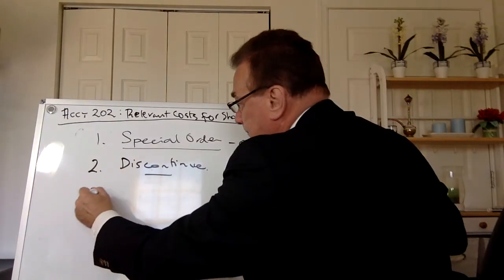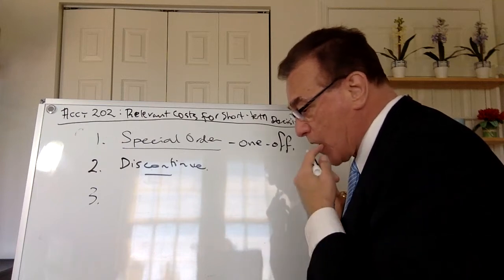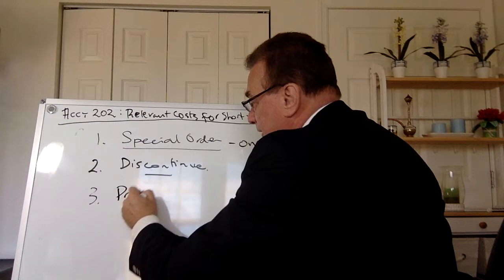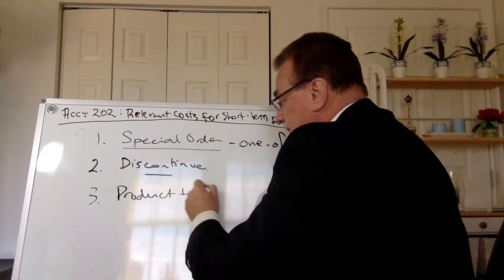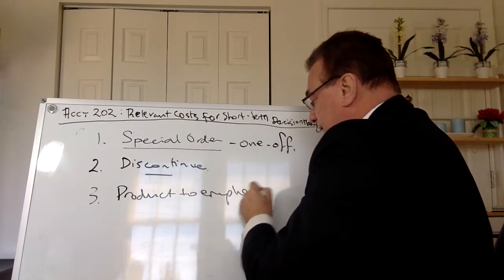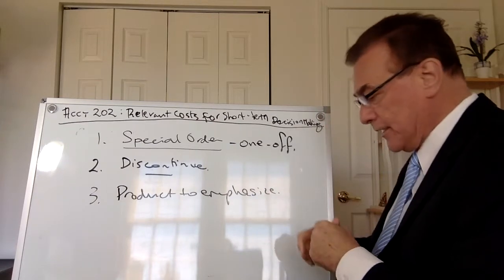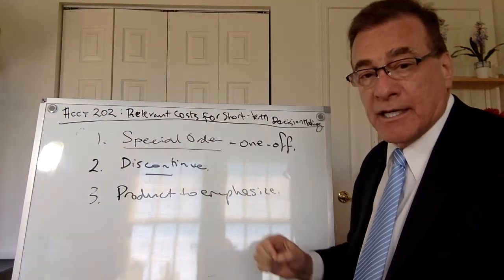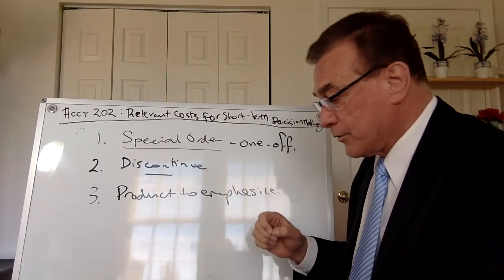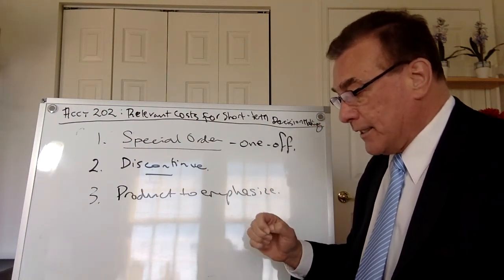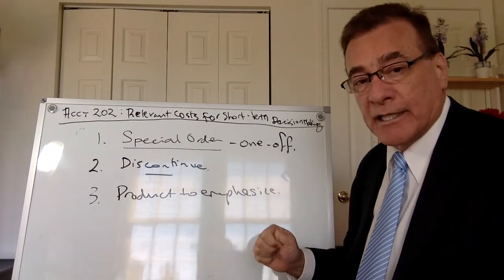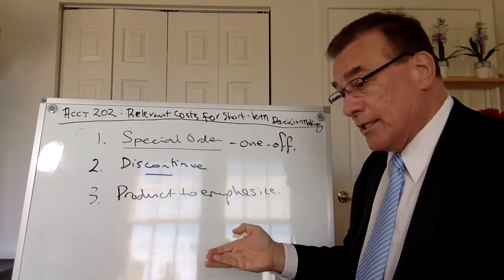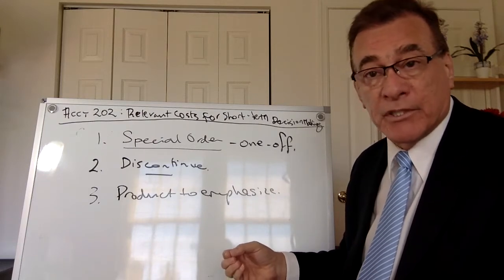The third one is called which product to emphasize when you have constrained resources. Okay, so when you have different products that you're manufacturing and you've got a constrained resource, which product do you emphasize? And the rule generally is we emphasize that product that gives us the highest operating income for that constrained resource. And the constrained resource might be skilled labor or it might be machine hours.